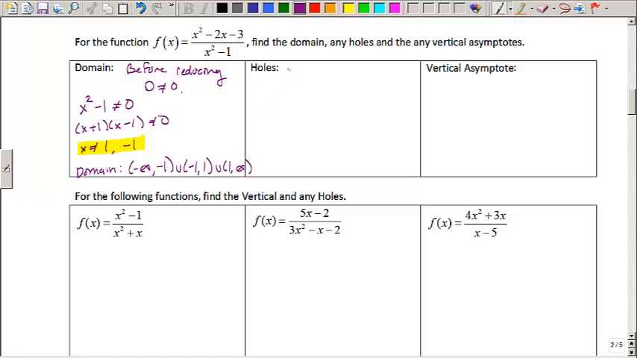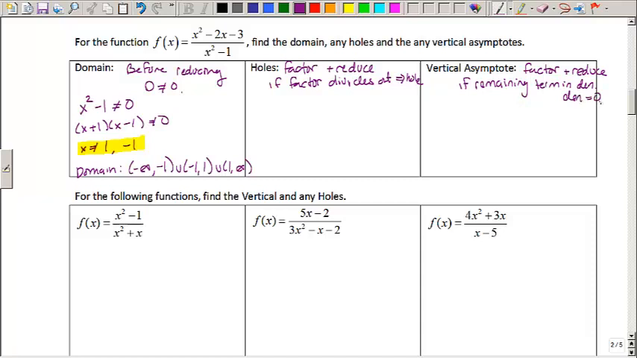To find a hole, we need to factor and reduce. If a factor cancels out or divides out, then that's going to be a hole. If, after we factor and reduce, we have remaining terms in the denominator, then we set those equal to 0 and solve, and that will be our vertical asymptote. So the difference between a hole and a vertical asymptote is holes are factors that divide out, and vertical asymptote comes from factors that don't divide out.